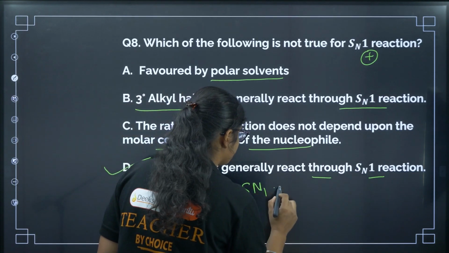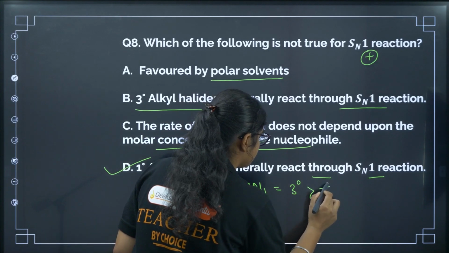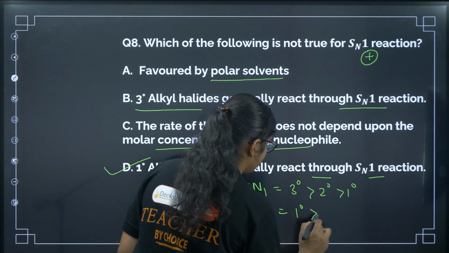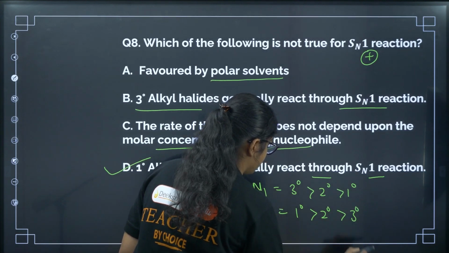So SN1, if you remember, the order is 3 degree, 2 degree and 1 degree. And for SN2, the order is 1 degree, 2 degree and 3 degree.